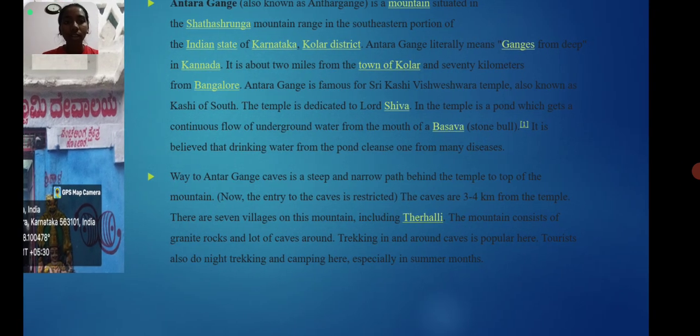The way to Antaragange caves is a steep and narrow path behind the temple to the top of the mountain. The caves are 3 to 4 kilometers from the temple. There are 7 villages on this mountain, including Tirhalli. The mountain consists of granite hills, rocks, and a lot of caves around. Trekking in and around the caves is popular here.